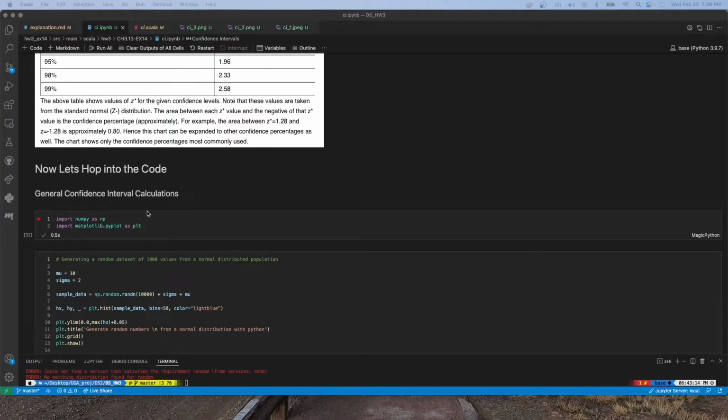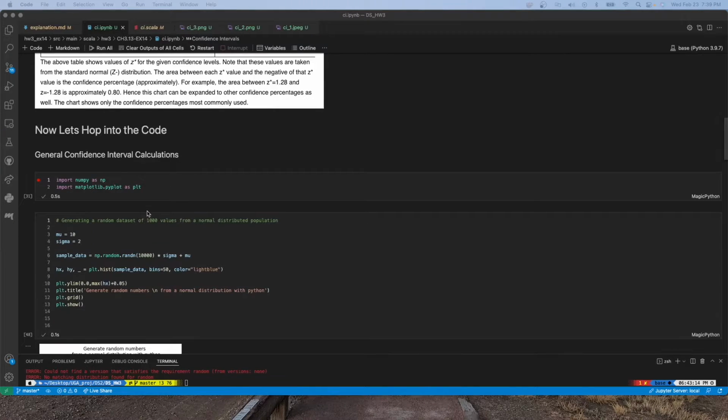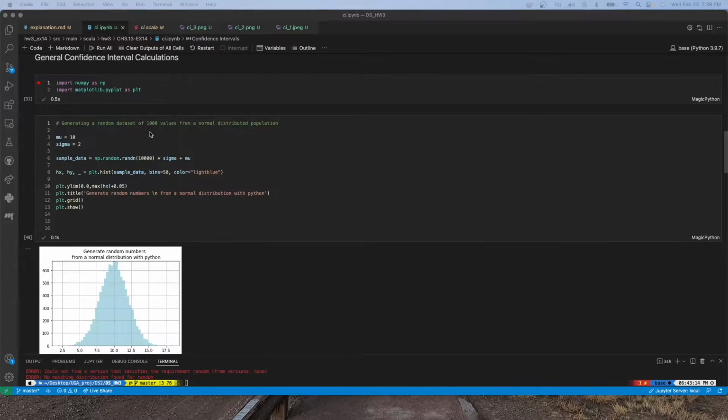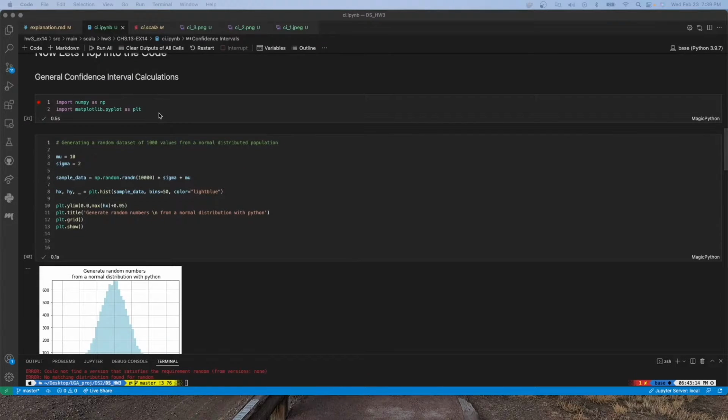Let's get into code now. So this is going to be a general way in Python just to calculate confidence intervals. And so we're going to need NumPy, we're going to need matplotlib. This is just to kind of illustrate things.